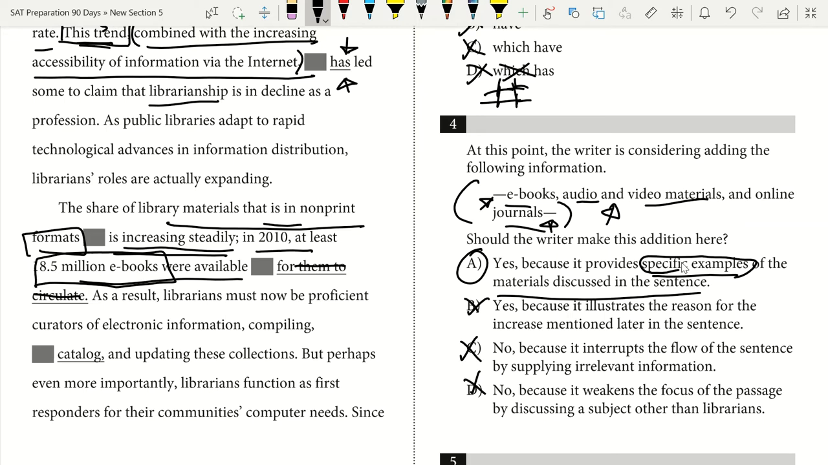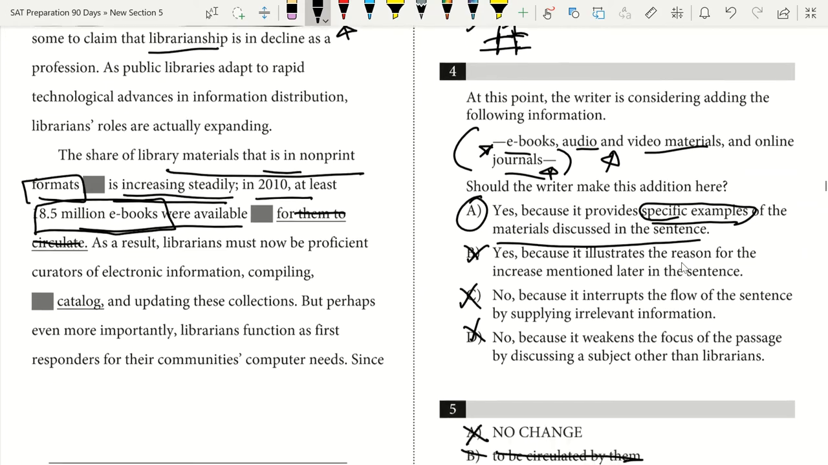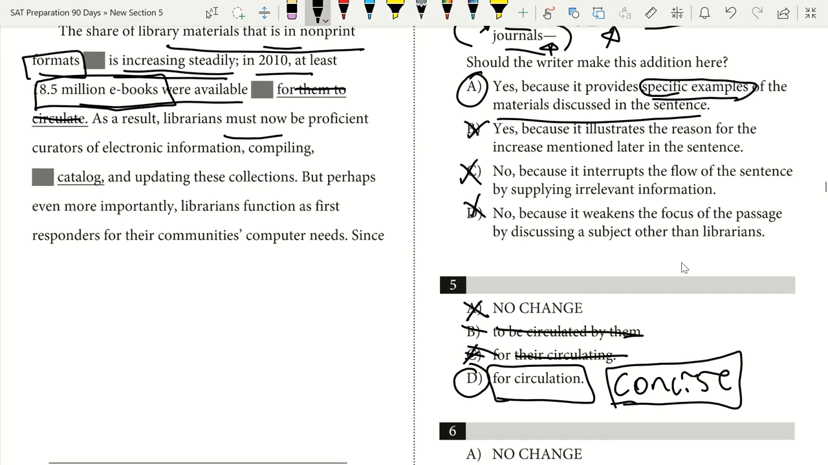All right, now we got question six. Let's go ahead and work our way down there. We have, "As a result, librarians must now be proficient curators of electronic information. Then we have compiling, and then this is going to have to be cataloging and updating these collections." How did I know it was going to be cataloging? Well, I immediately recognized this was going to be a parallelism question. How did I do that?